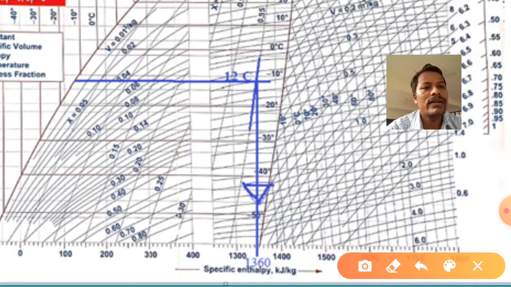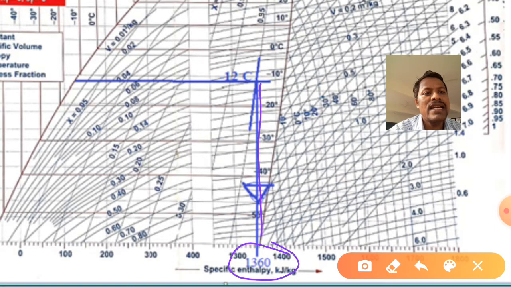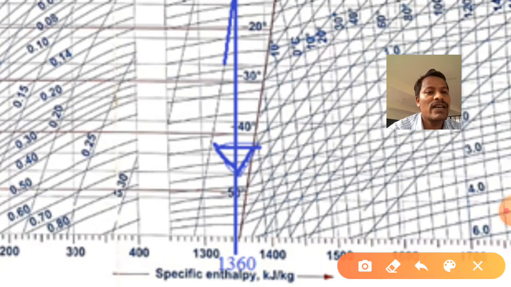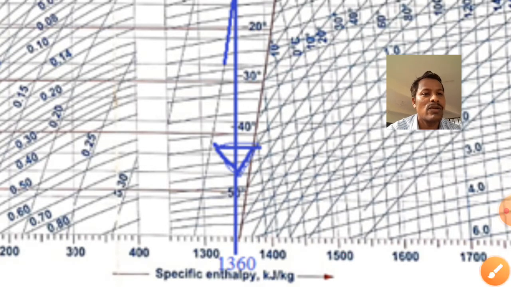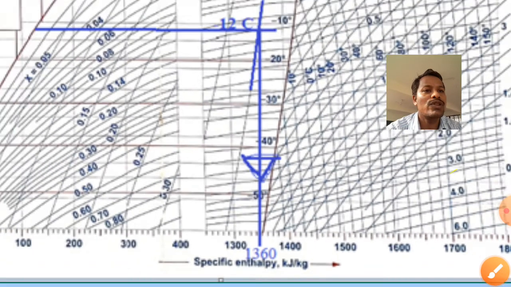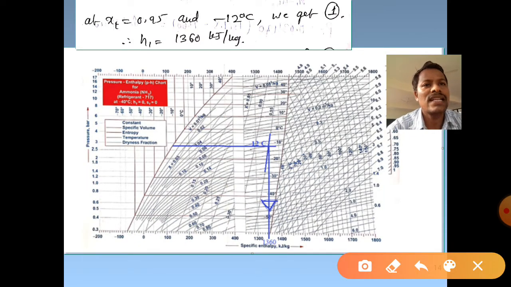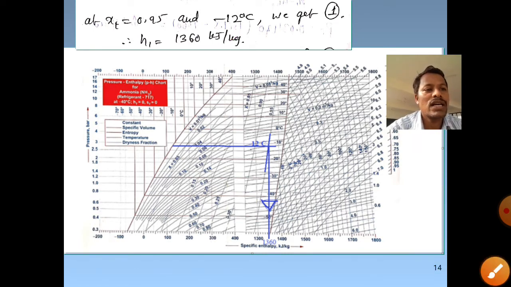Now we have the enthalpy value at H1 as 1300 kilojoule per kg. So you can zoom and observe here. This is around 1310, 1320, 1330. It is 1300 to 1400, it is increasing. So depending upon its position, we have the value 1360 kilojoule per kg. Thus I am able to obtain the H1 value as 1360 kilojoule per kg. Hope you understood the procedure.